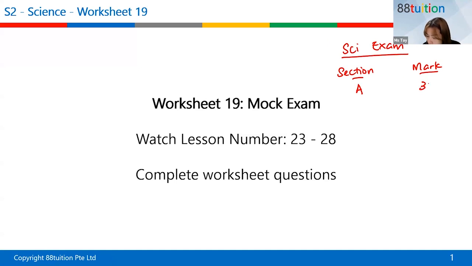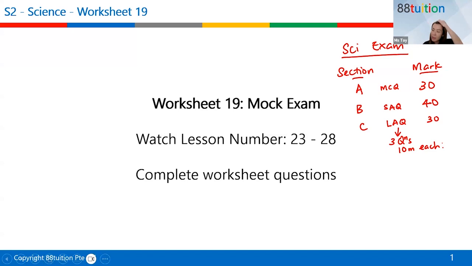Section A is 30 questions. Section B, 40. This is MCQ. This is SAQ, short answer questions. And then section C is the long answer question. This will be 30 marks. So this consists of 3 questions, 10 marks each. All right, so everything adds up to 100%.